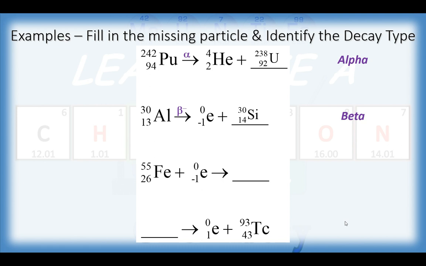Iron-55, now we see the electron is on the reactant side. So that's electron capture or K capture. And so the mass number stays the same at 55, but our atomic number is going to come down by 1 to 25, which is manganese. And so we have manganese-55. That's the product of our electron capture.